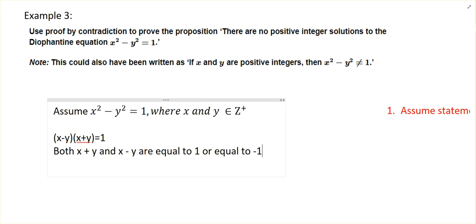Negative 1. Why doesn't negative 1 work? Because you'll have a bigger number on the left side. X and y are both positive integers. X plus y cannot equal negative 1, can it? X plus y cannot equal negative 1 because they are positive integers.